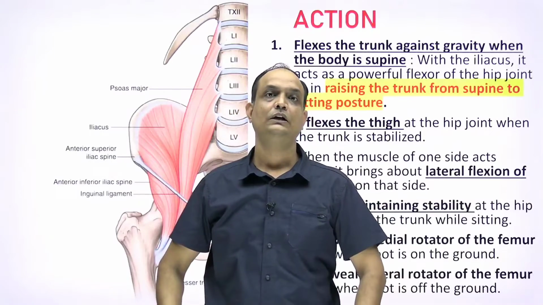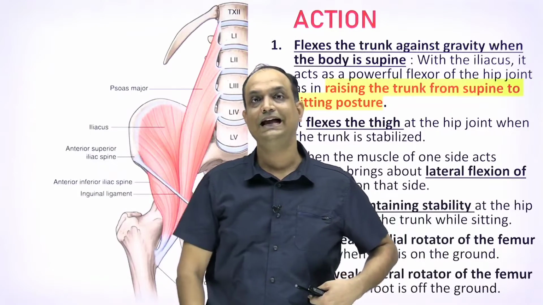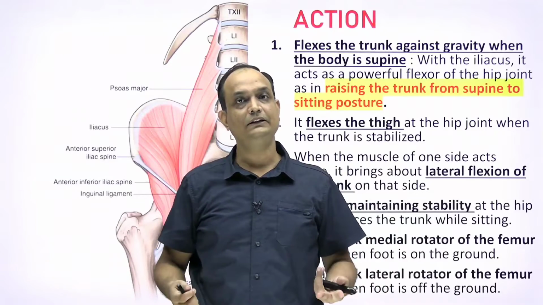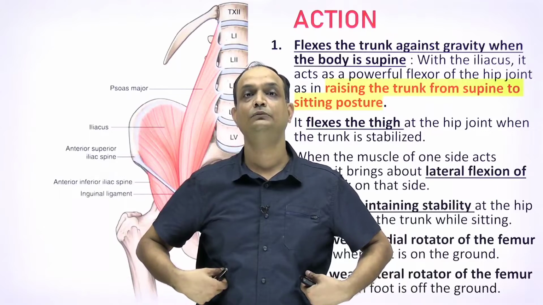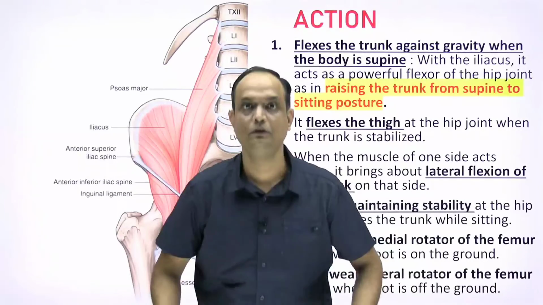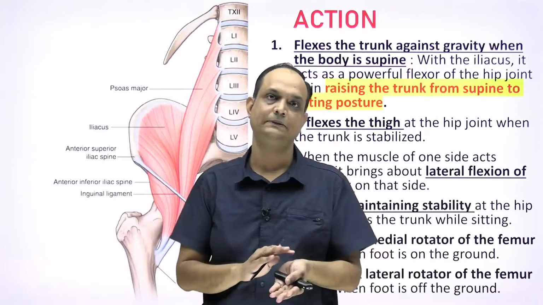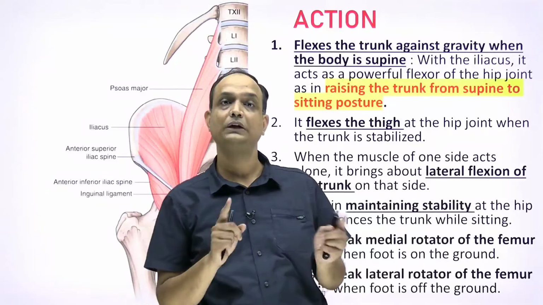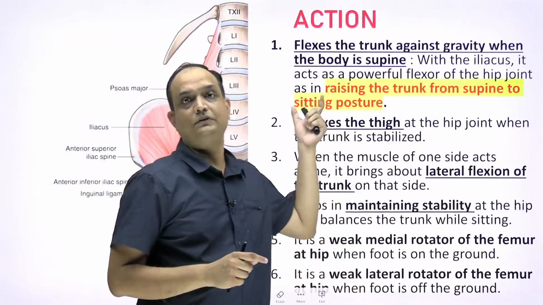So, if the lower end is the insertion and the upper end is the origin, then you will have flexion of your thigh. So this is one thing. The second thing is that if the lower end is fixed and the upper end is moving, then it will bend you forward. So this is one of the muscles which acts from both its ends. This is a very commonly asked question: name the muscles which act from both their ends.